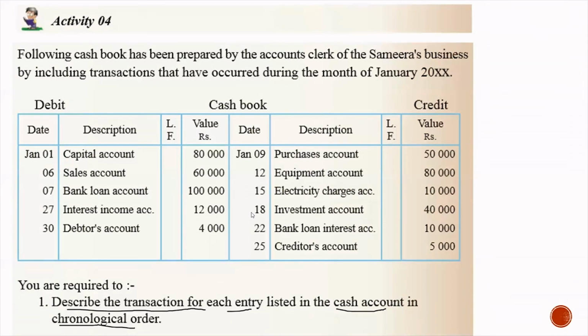January 18th, made an investment 40,000. January 22nd, paid bank loan interest 10,000. January 25th, paid creditors 5,000. January 27th, received interest income 12,000. And on January 13th, received from debtors 4,000. So that is how you write.